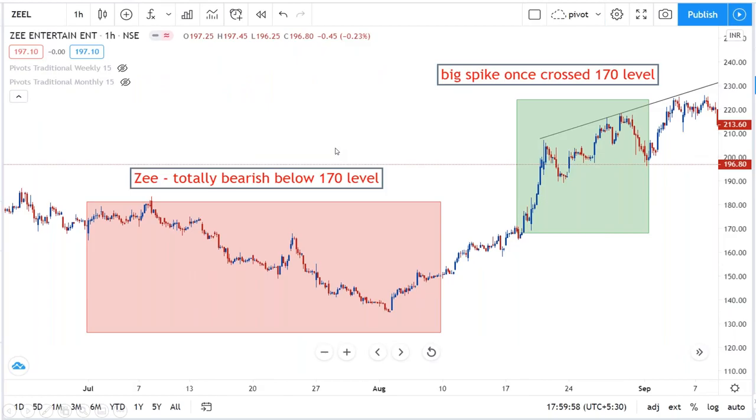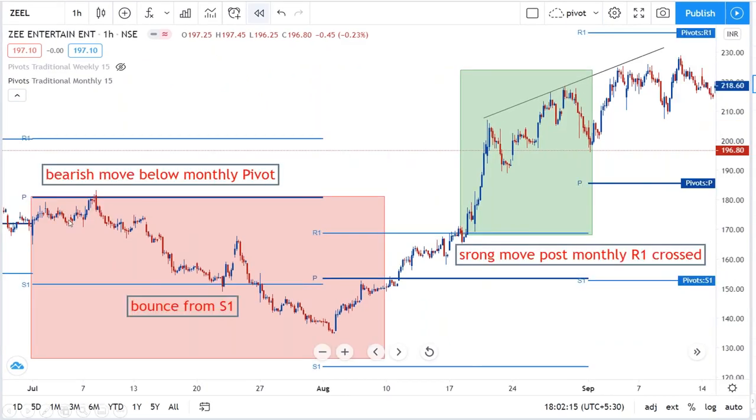Now let's see why Z was behaving this way below the 170 level and above the 170 level. See here. In July, entire month till mid August, the stock was below the monthly pivot. So it was going down only, slowly going down. Then see the level it took support. It took support at the S1 level. So this is the significance of these levels. We ignore pivot levels because they're old and many people use them. But if you just change your perspective of looking at things, the result may change. And from August, you can see with this candle, it moved above the pivot level. So it came to the bullish zone, and above R1 it started giving bigger spikes. So after monthly R1 was crossed, the stock gave a major move.